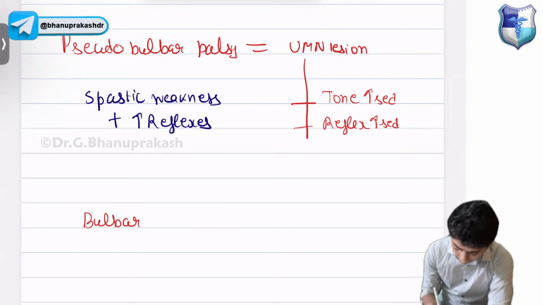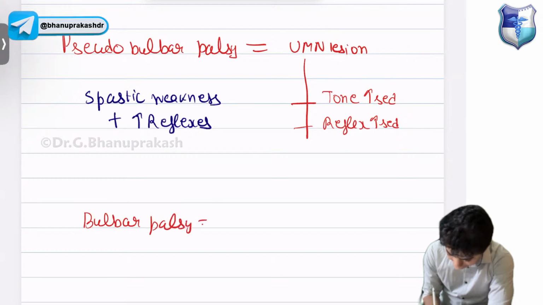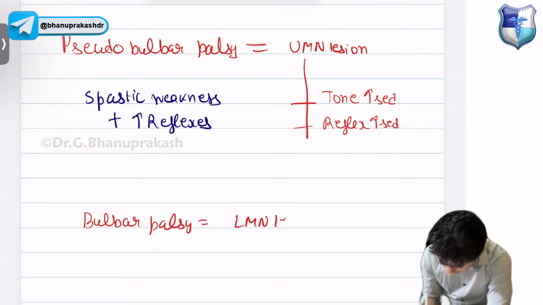So bulbar palsy, it is an LMN type of lesion.